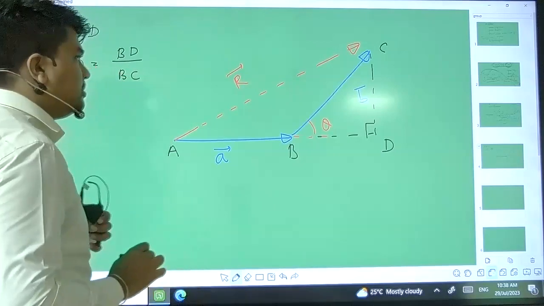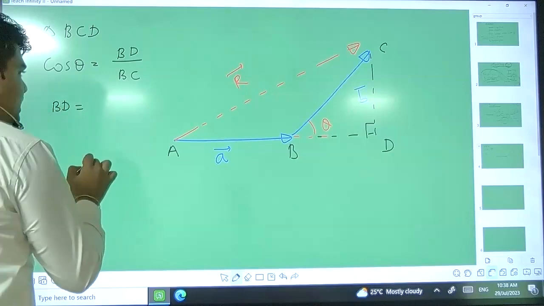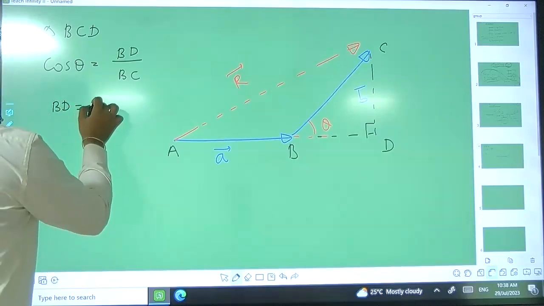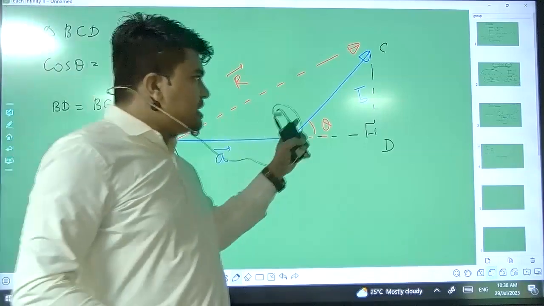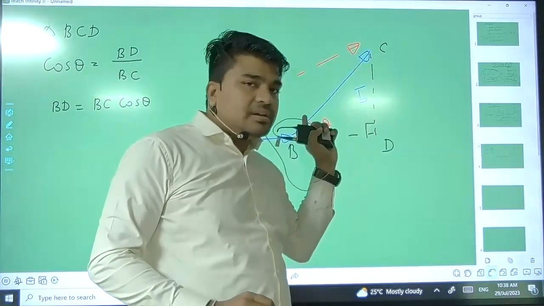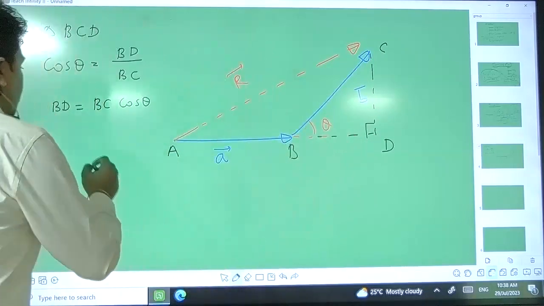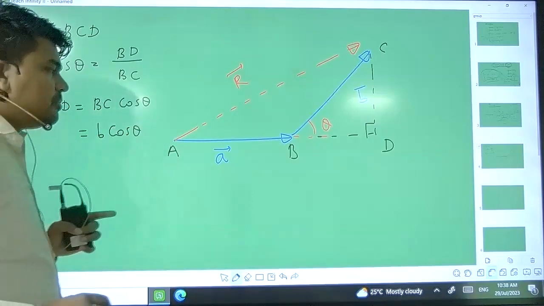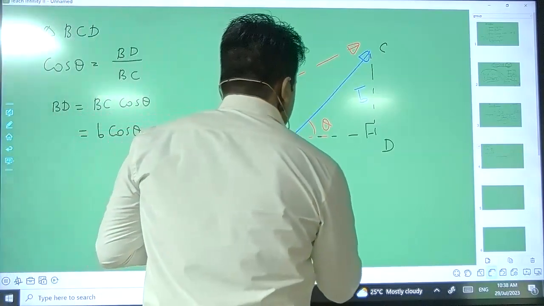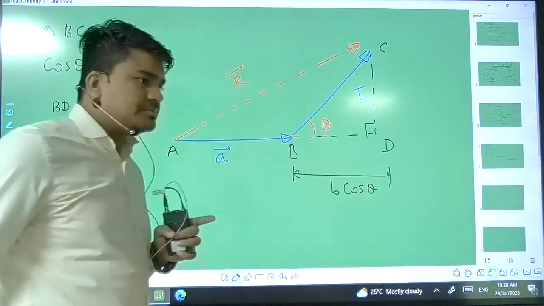BD upon BC. Then we have to find BD. So what is the value of BD? BD is simply BC cos theta. As you can see, the BC vector has a length of B, correct? Length of B means magnitude of B, which means BD equals B cos theta. So this length is simply B cos theta.